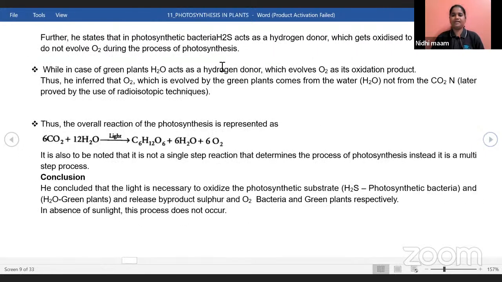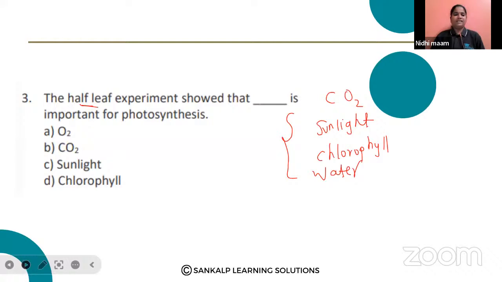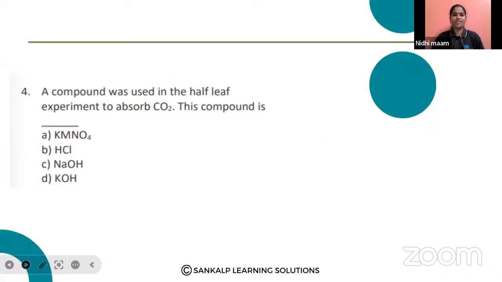Okay, let us proceed to the next question. The answer is option B, that is carbon dioxide. The half-leaf experiment shows that carbon dioxide is necessary. Next question. A compound was used in the half-leaf experiment to absorb carbon dioxide. Which compound do we use in the half-leaf experiment to absorb the carbon dioxide?